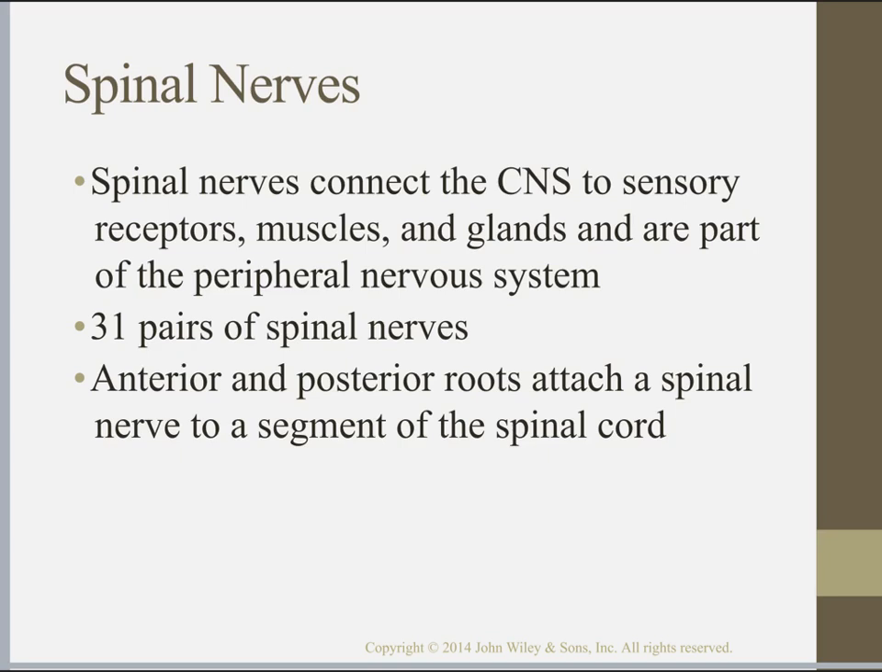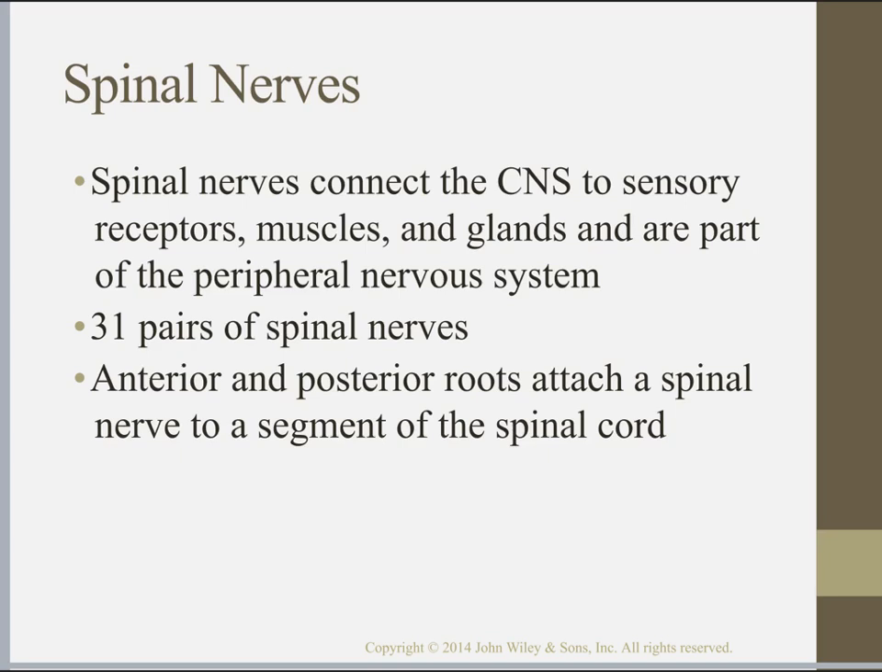That brings us to those spinal nerves that we just got finished circling, and we can count them. Spinal nerves connect the central nervous system to sensory receptors, muscles, and glands, and are part of the PNS, or the peripheral nervous system. We have 31 pairs of spinal nerves. Anterior and posterior roots attach to the spinal nerve to a segment of the spinal cord. So again, we go from those rootlets to the spinal nerve, which will extend out from the central nervous system.